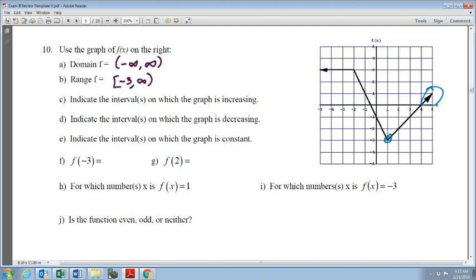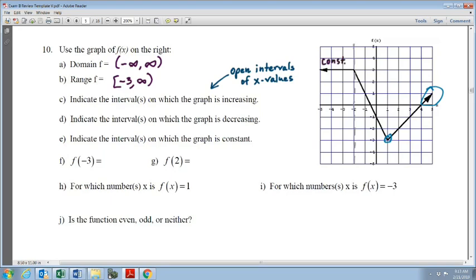Alright, on letter C it says indicate the intervals on which the graph is increasing. Well, first I want to remind you that you're going to be working on open intervals when you do this. Or I should say, when we describe where a graph's increasing, decreasing, or constant, it's always going to be using open intervals of x values.